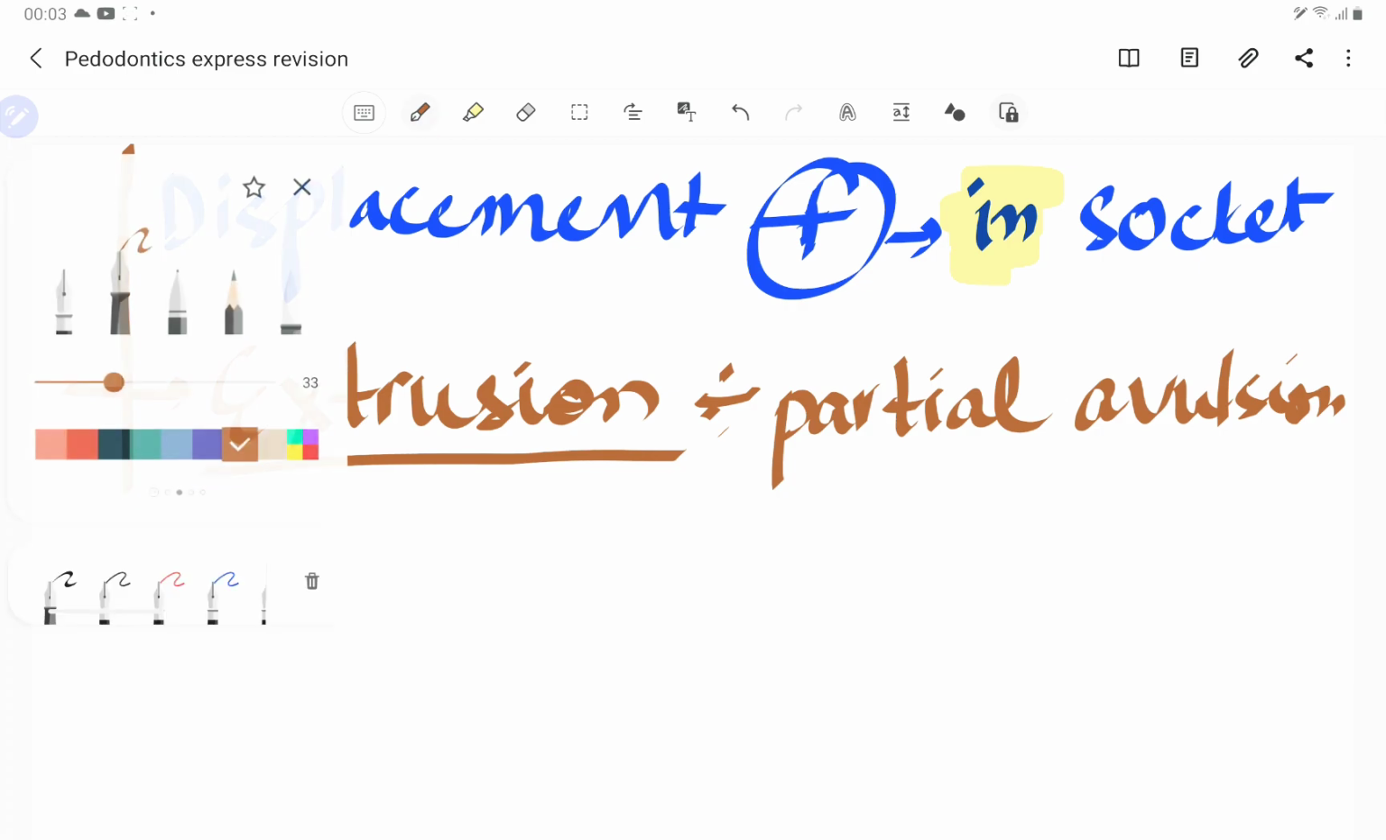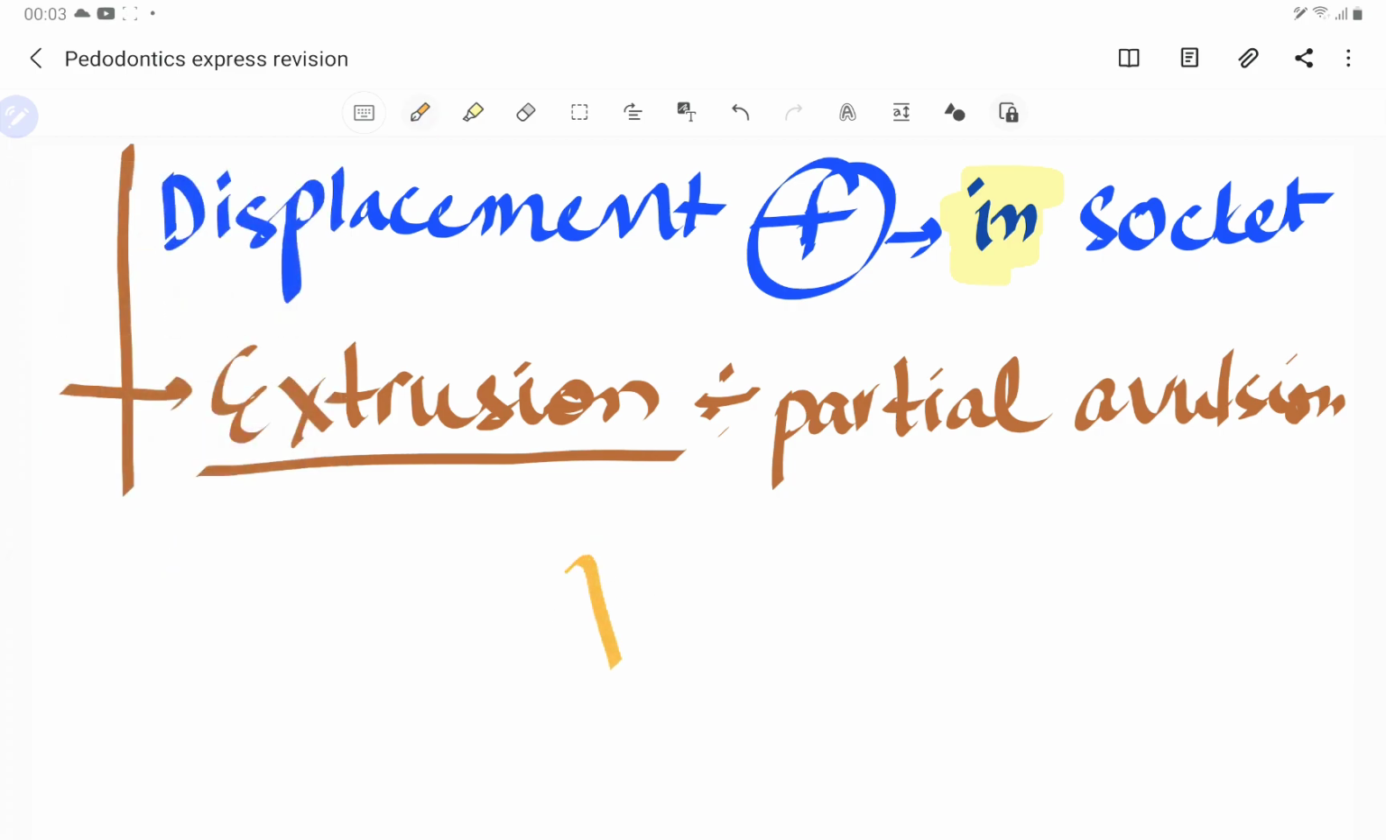So if you look at it, it looks something like this. Say this is the tooth socket. Then if we see the partial avulsion, it is not complete avulsion, right? So like this. So this is out of the socket.